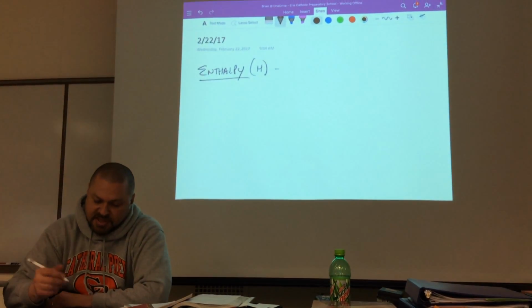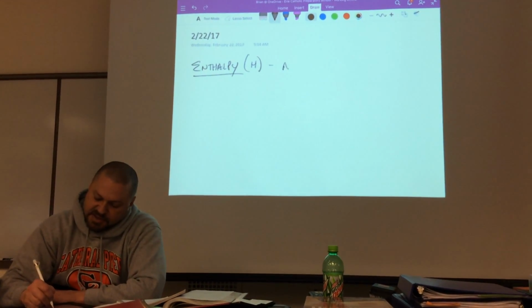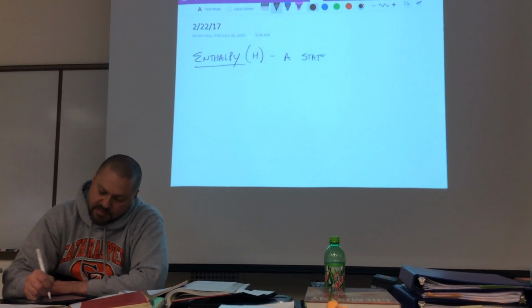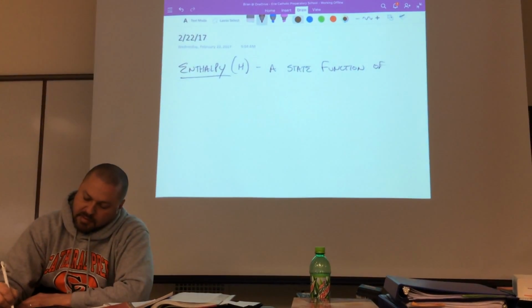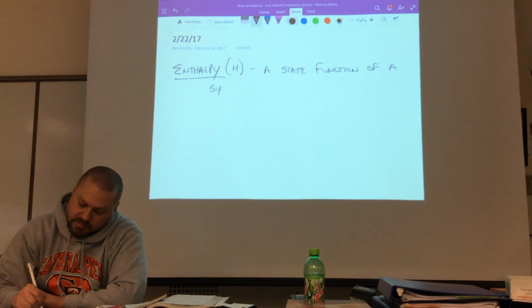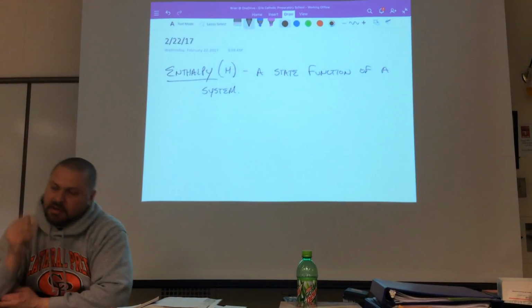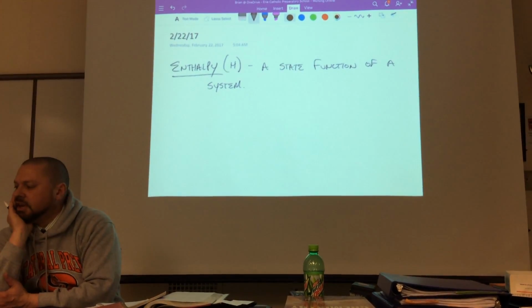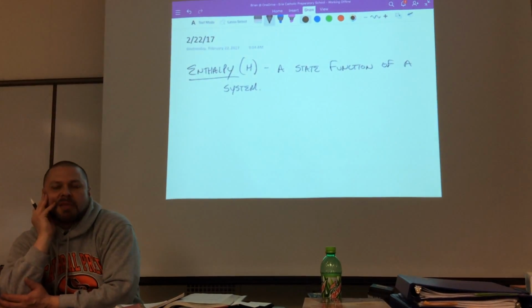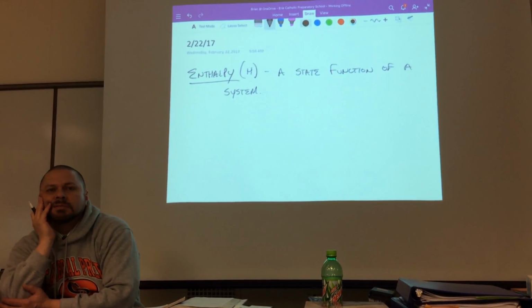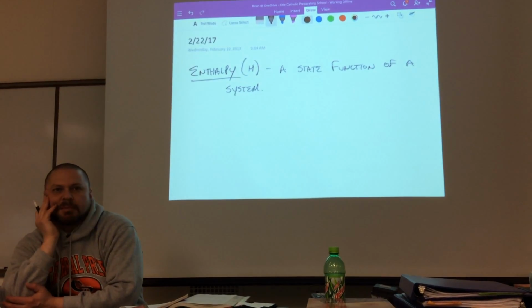And actually, first thing to know about this is it's a state function. Whenever we say state function, you've got to get into your head what that means. It means it doesn't matter what pathway went before.